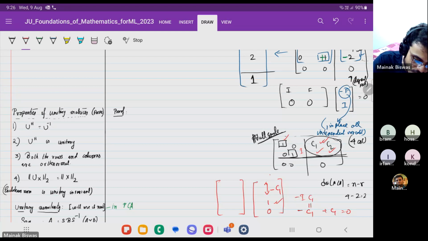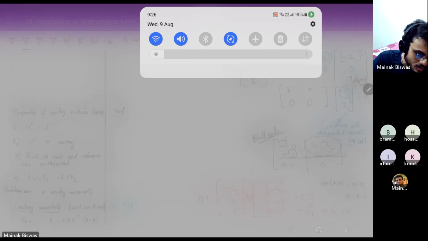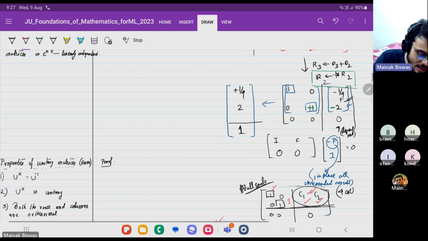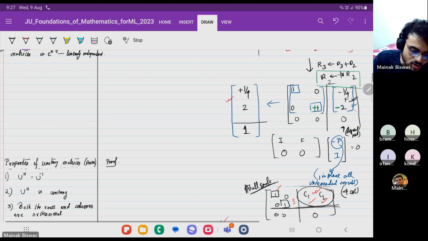This is your vector v1, so lambda 1, lambda 2 times. So what will be the second eigenvector? Minus C2 and 0, 1. Minus C2 and 0, 1. Very good. That's it. So you have understood now. So this is your eigenvector, right? So I have put.